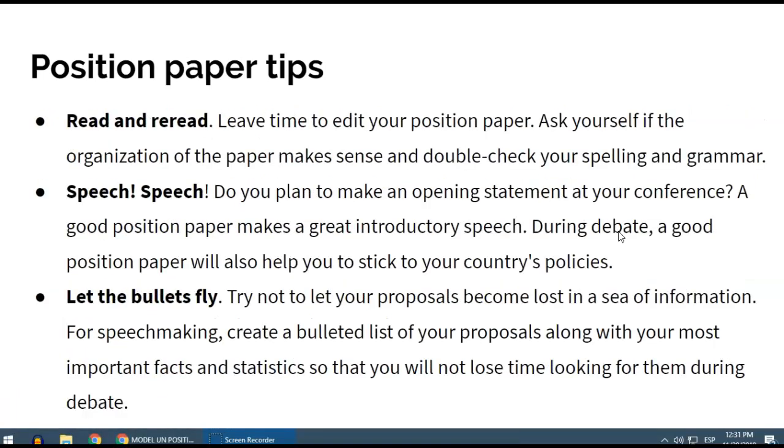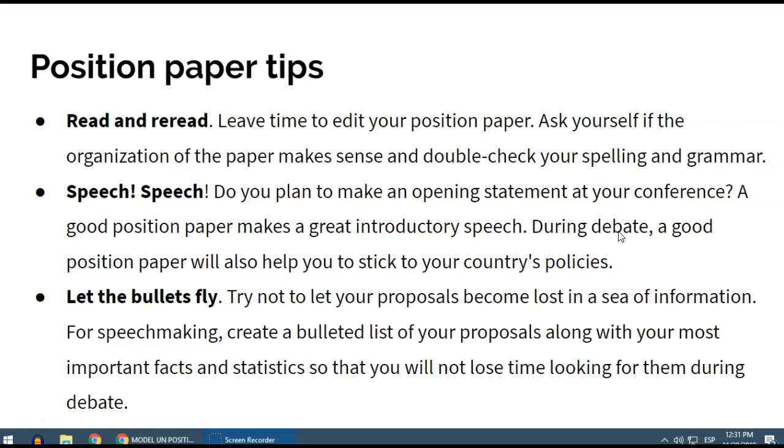Okay, other tips: read and reread. Leave time to edit your position paper, so please do as much as you can this weekend. Speech. Do you plan to make an opening statement at your conference? A good position paper makes a great introductory speech. Remember that we have a conference, which is to read these papers in the classroom, so please prepare to read aloud. Let the bullets fly.